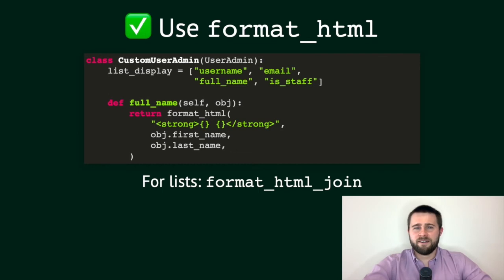The solution here is to use a helper function from within Django. It's called format HTML, and this can take your trusted piece of HTML with format tags, similar to how string.format works, and safely add the untrusted user data in at the appropriate points. If we are doing a list of things together, we could also use the format HTML join function.